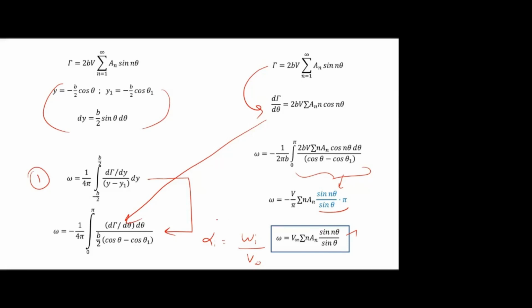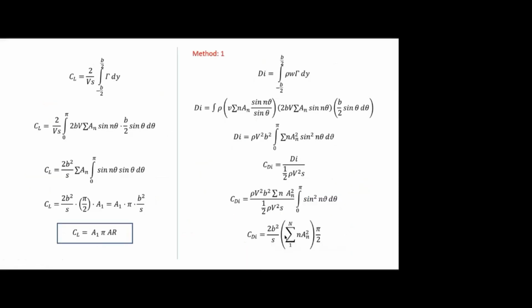That's it. Okay. So alpha I, we found it. Next, we can go for the CL. Okay, first you can find lift and CL. Here, straight away they found the CL, no issues. So 2 divided by Vs integral gamma dy. So I know gamma equation and dy equation in terms of theta. Okay, so this is gamma equation and this is dy.